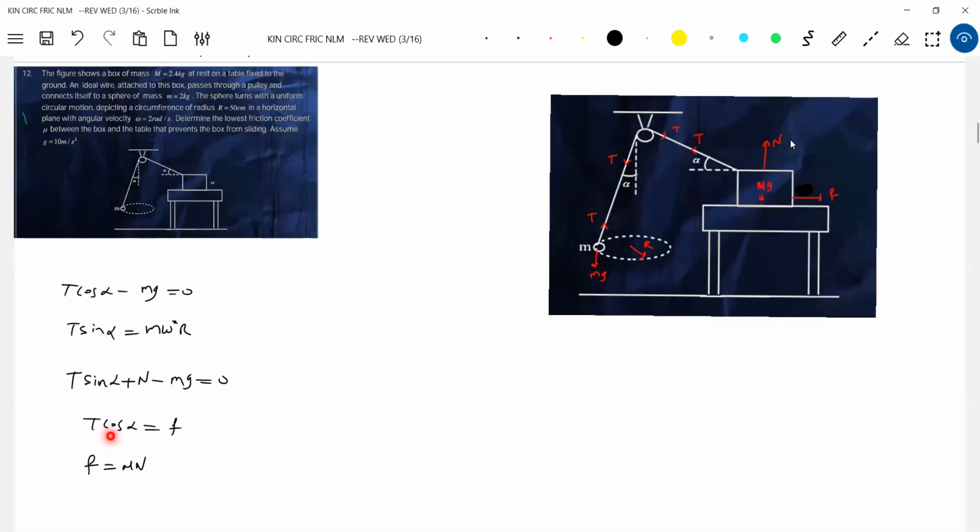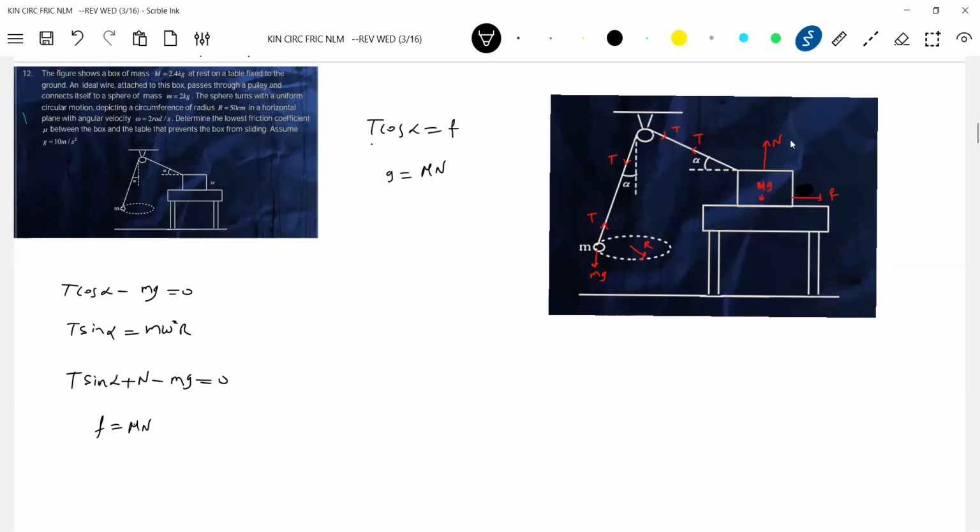So let me get into this. T cos alpha equal to f, f equal to mu N. So T cos alpha equal to f. Let me substitute all this. What is T cos alpha equal to? T cos alpha should be equal to mg. And what is f? f should be equal to mu N.